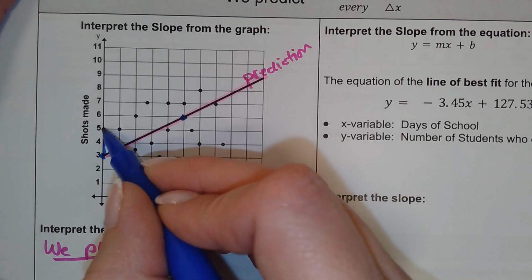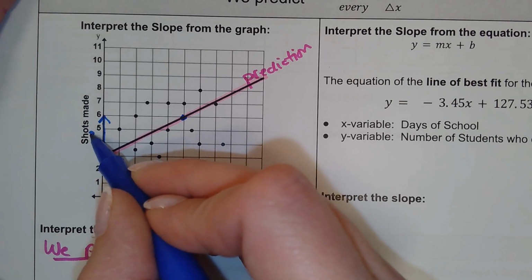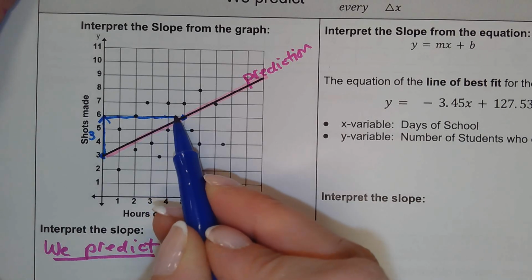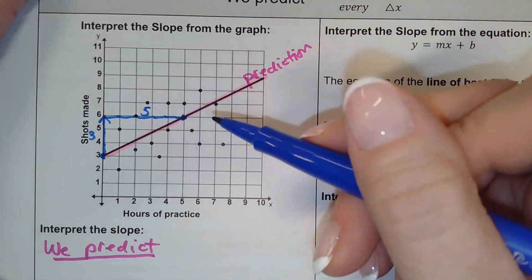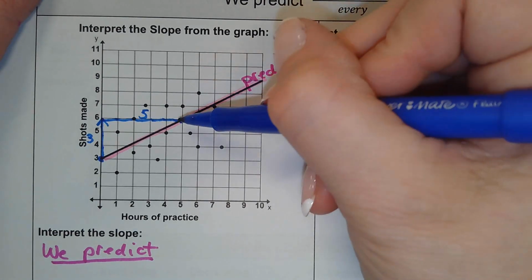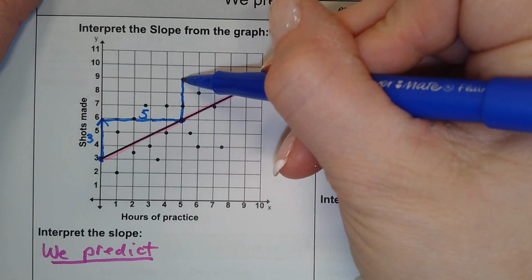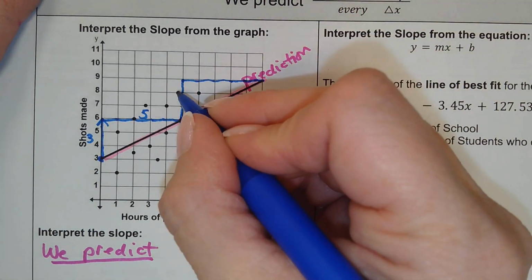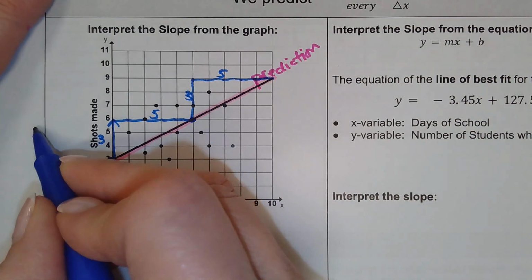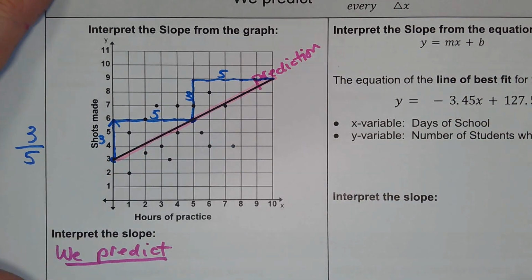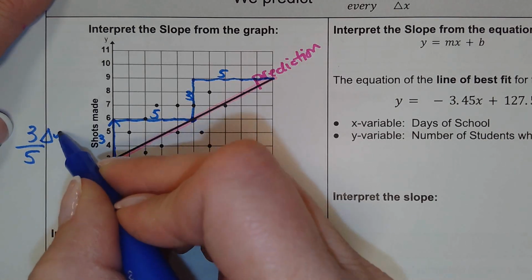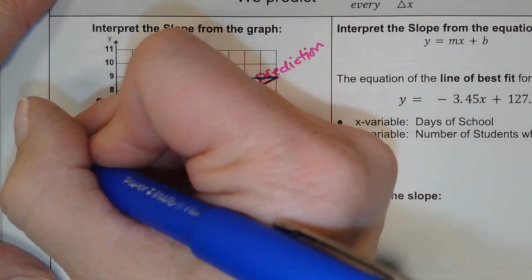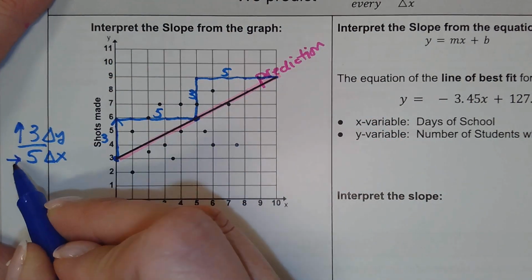1, 2, 3 up. 1, 2, 3, 4, 5 to the right. Let's check to make sure I did that correctly. 1, 2, 3 up. 1, 2, 3, 4. Perfect. 3 up and 5 to the right. So that is the slope. This is my delta y and delta x. Since it's positive, it's going up and it's going right.